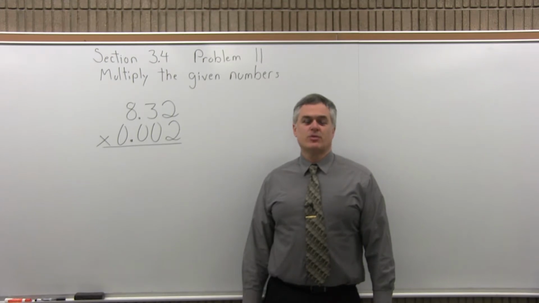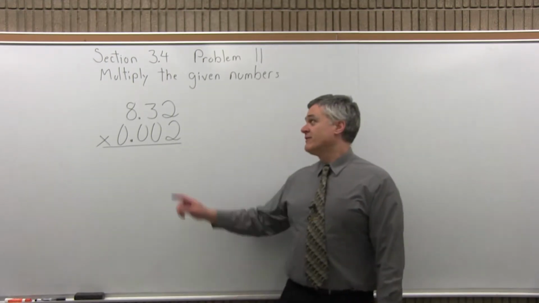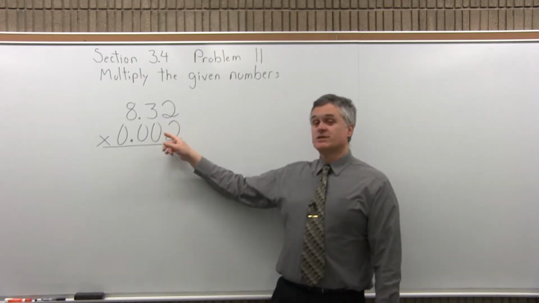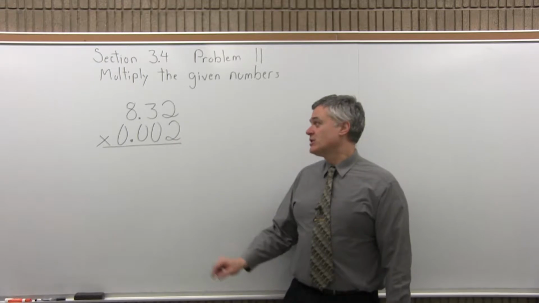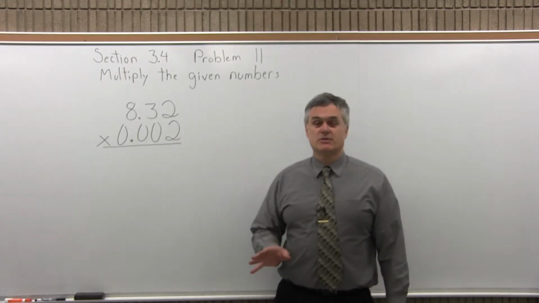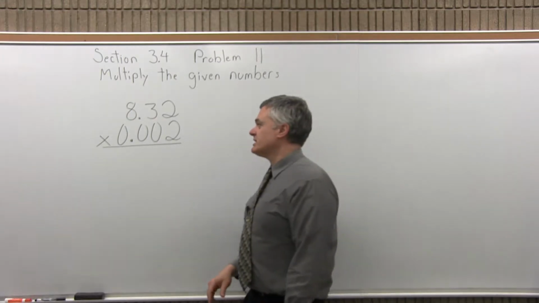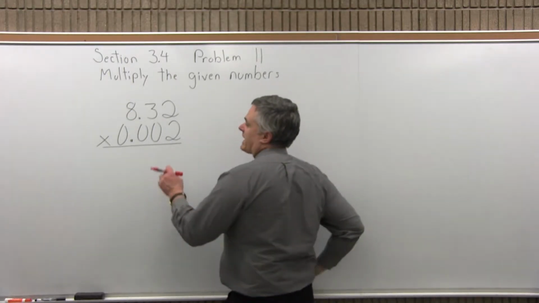This is Section 3.4, Problem 11. It says multiply the given numbers, and we have 8.32 times 0.002. A lot of decimals. So at first, just ignore the decimals and multiply 832 times 2. Just initially ignore the decimals, get the answer, and then put them back into the answer.